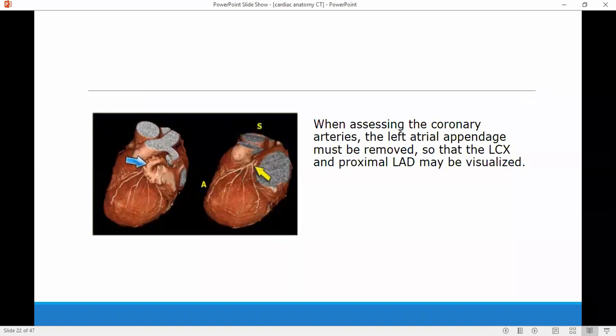When assessing the coronary arteries, the left atrial appendage must be removed. On that, the left circumflex and the proximal LAD may be visualized. This is the appendage, and here we remove it to assess the proximal LAD and circumflex artery.